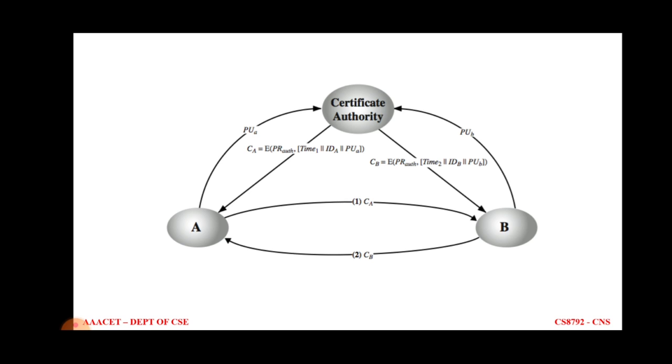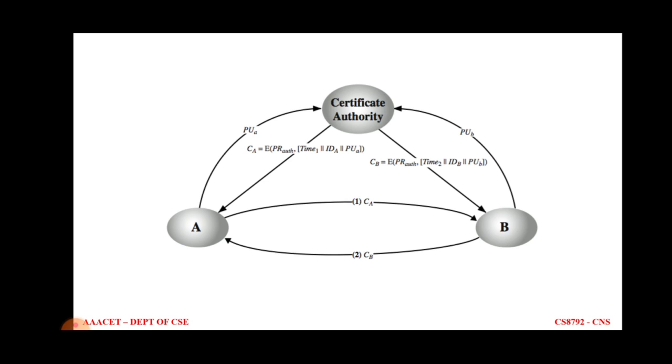Initially the sender A sends their own public key PUA, as A wants to register their own key with the certificate authority. So the sender A sends the information PUA to the certificate authority. The certificate authority sends the certificate of that particular sender A to A. The certificate is nothing but CA equals encryption with PR authority, that is the private key value of the authority, of time T1, the identifier of A, and the public key value of A. So this is the information to be present in the certificate. CA is nothing but the certificate.